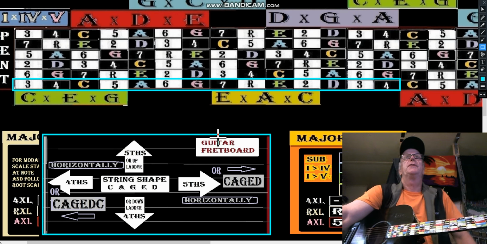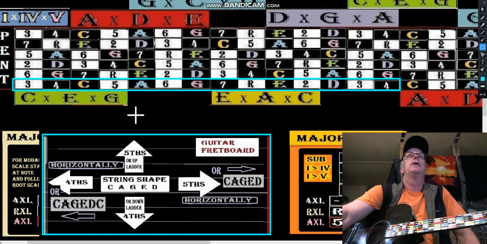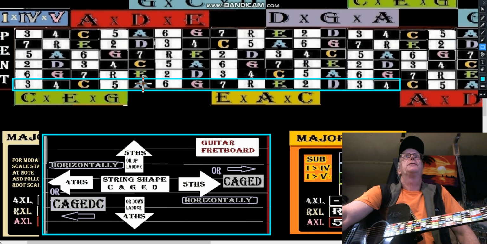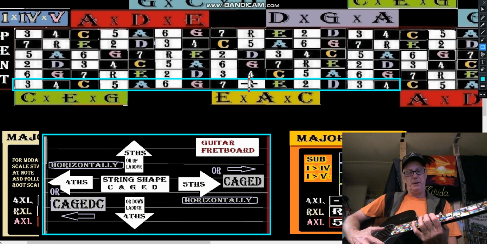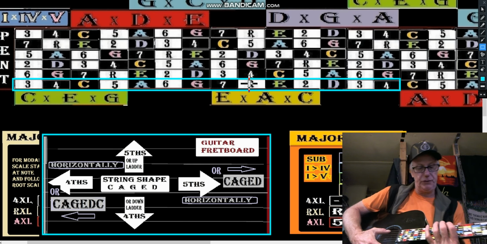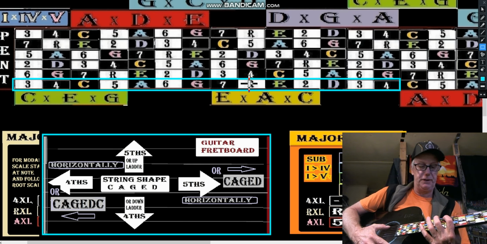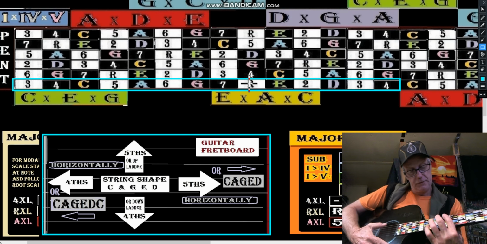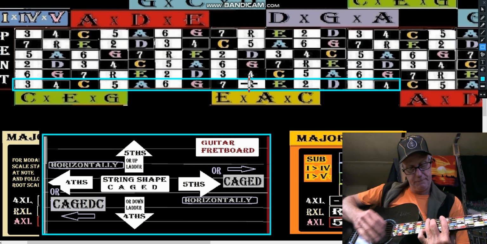Now we have something else to cover here. Now we have to cover vertical motion. So let's say we're on a string shape down here, say 6, 7 root, G-shaped. Happen to be playing a G-shaped C up here. So here's a G-shaped C.